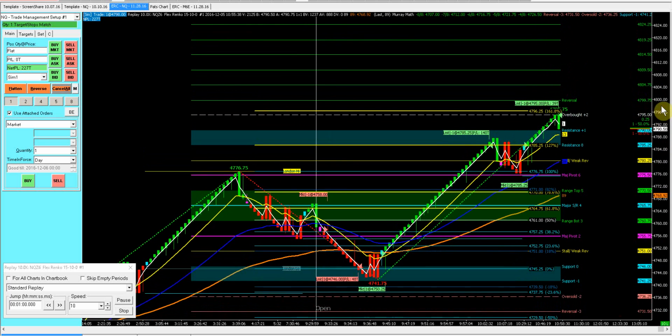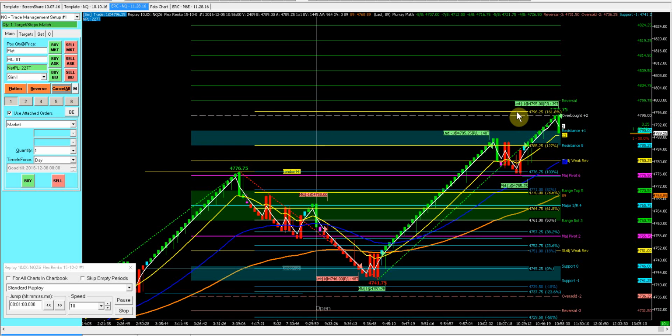47.95.75. So that was what, 2 ticks away from the 161.8 level. So for all those people that say fibs don't work, sorry, but they do. Oh well, it is what it is. Moving averages work.